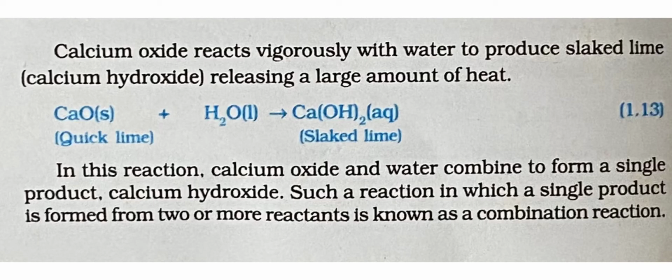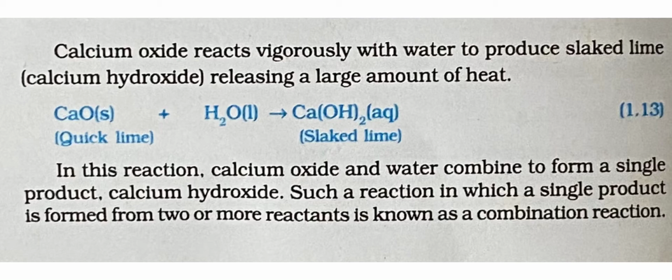Calcium oxide reacts vigorously with water to produce liquid lime, that is calcium hydroxide, releasing a large amount of heat. Calcium oxide, which is also known as quicklime, when it reacts with water, H2O, calcium hydroxide, that is liquid lime, is formed. So here you can see that calcium oxide is combining with water and calcium hydroxide is formed. So it is a combination reaction.